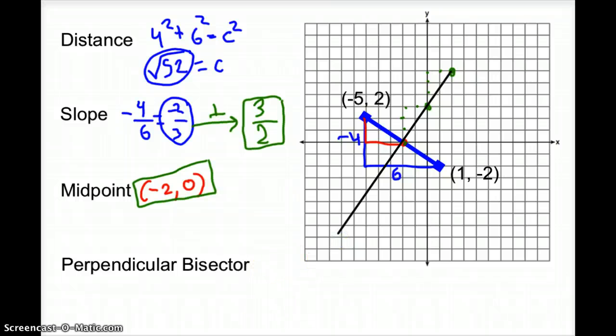So then to make the equation of that line, the equation for that perpendicular bisector is going to be y equals 3 over 2 x plus, it hits the y-axis at +3. So y equals 3 halves x plus 3.